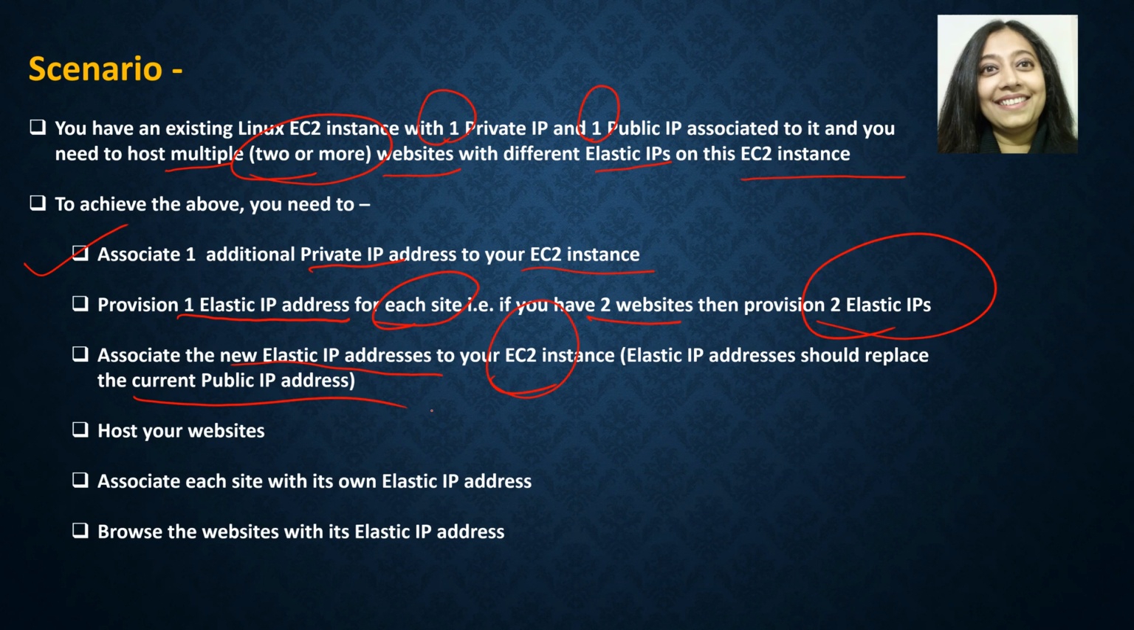Finally, you need to go ahead and host your websites, associating each site with its own elastic IP address. Remember, the intention at the end is that if you have two websites, each of them has its own elastic IP address, and you can use that elastic IP address to browse that site. Both of these sites are on the same Linux EC2 instance. And finally, we will browse these sites with their own elastic IP address.